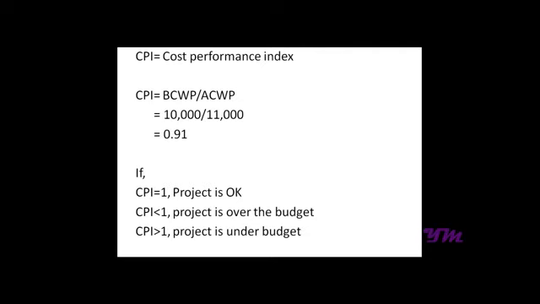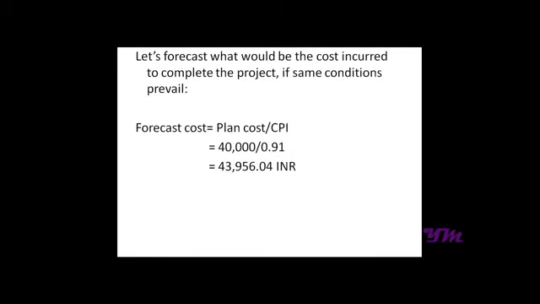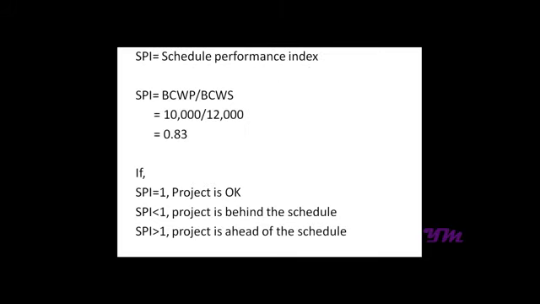If CPI is equal to 1, the project is said to be okay. If it's less than 1, we can say the project is over budget, and if CPI is greater than 1, it is under budget. So in this case it is over the budget. So now let's forecast at what cost the project would be completed. To forecast the cost, we have a formula. Forecast cost is equal to planned cost upon CPI. So that is 40,000 upon 0.91. It's approximately equal to 44,000, thereby reducing our profit margin from 5,000 to 1,000.